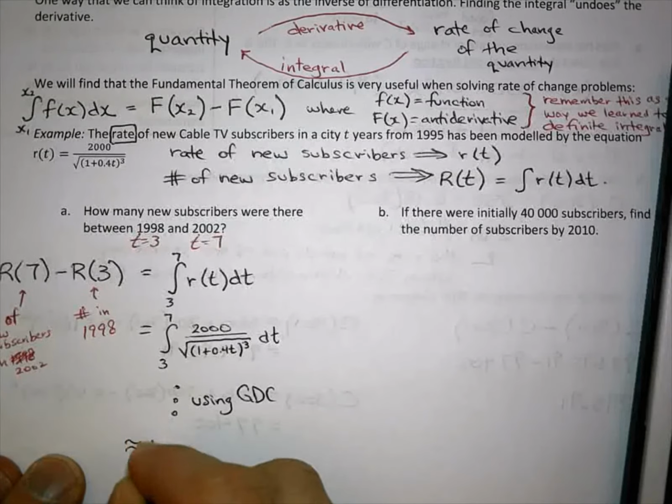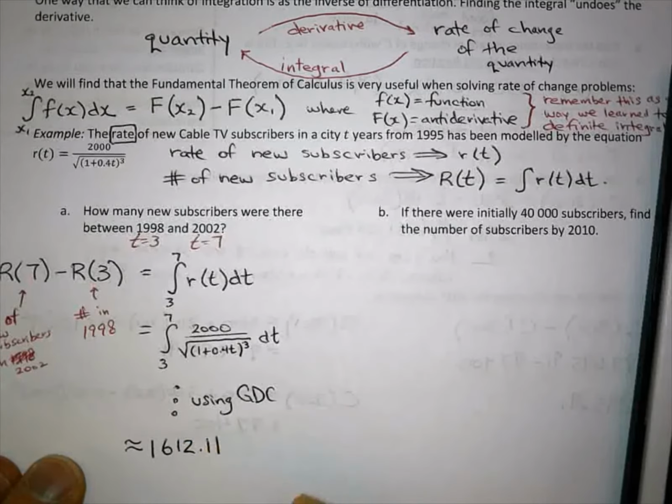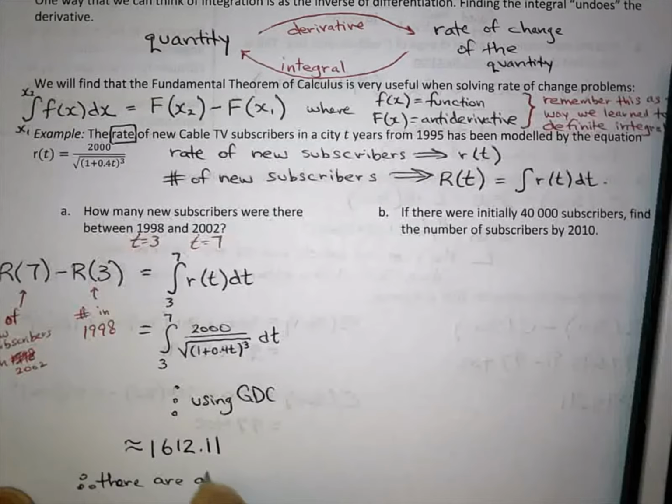So that gives me an answer, 1612.11. Therefore, there are about 1610 new subscribers.